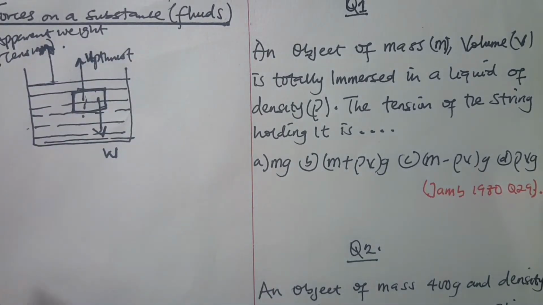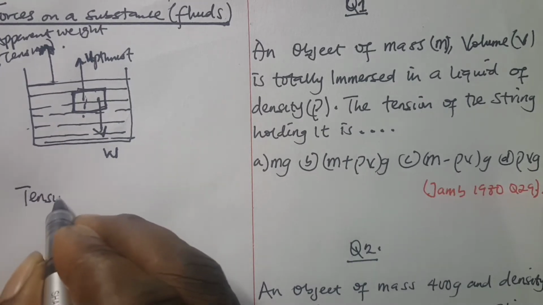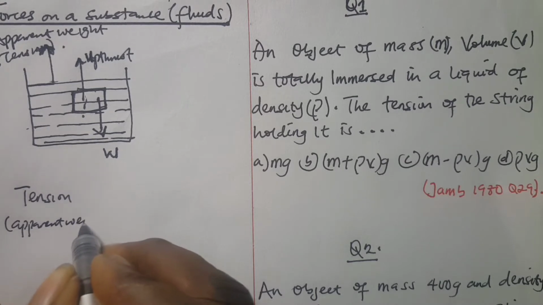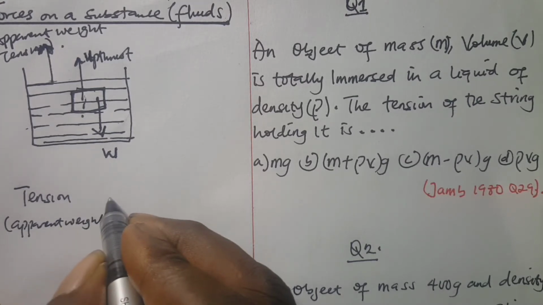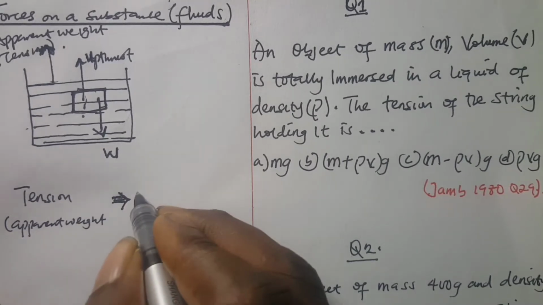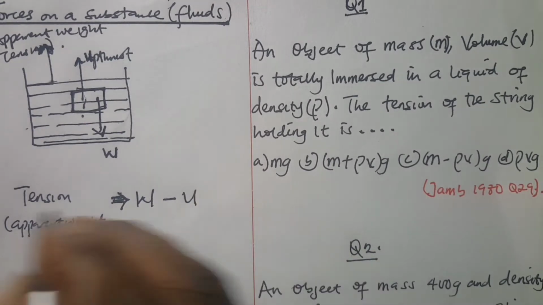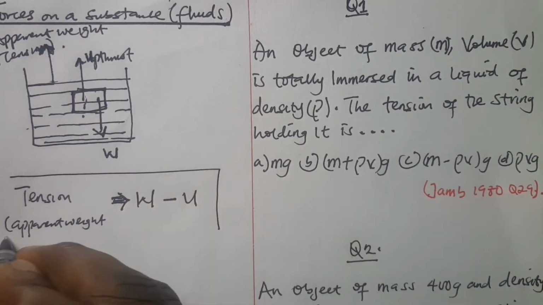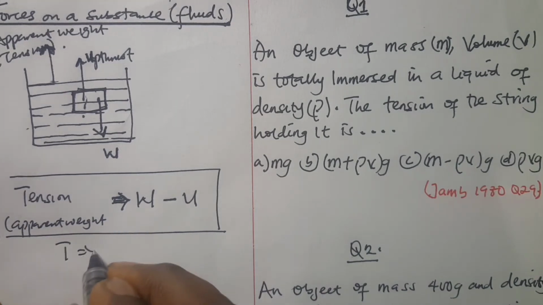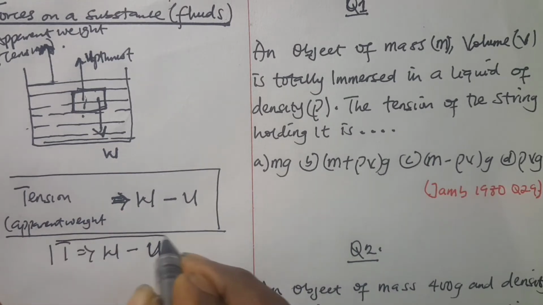So without wasting time, what we understand in physics is that the tension, which is the apparent weight, is equal to the weight of the solid minus the upthrust. That is the only thing we need to understand here. So what I'm saying is tension is the weight of the solid minus the upthrust. So that's the first thing.